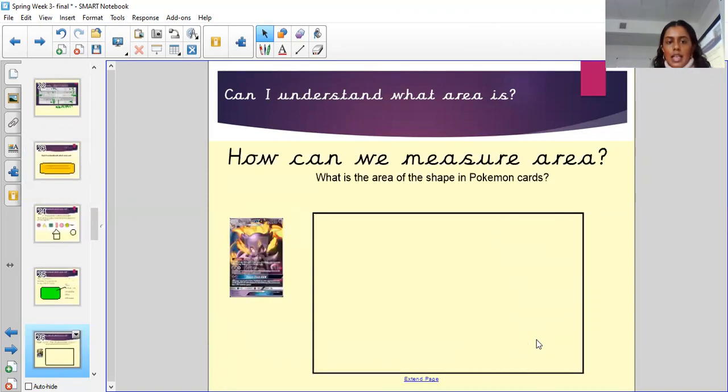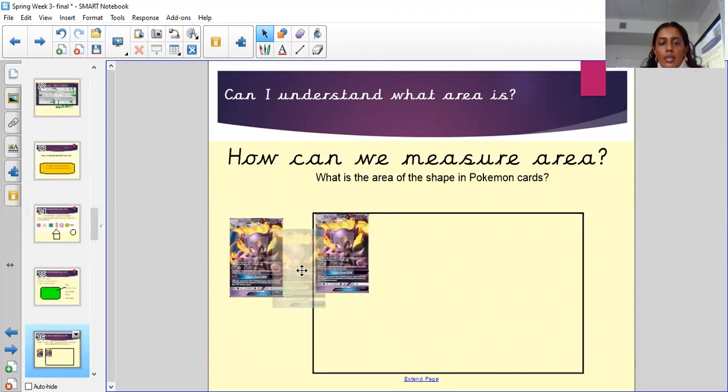Okay, so let's see. How can we measure area? What is the area of the shape in Pokemon cards? We've got a shape here, which is a rectangle. We're going to use our Pokemon cards to find out the area. So let's move our Pokemon cards across. I'm going to put my first one here.